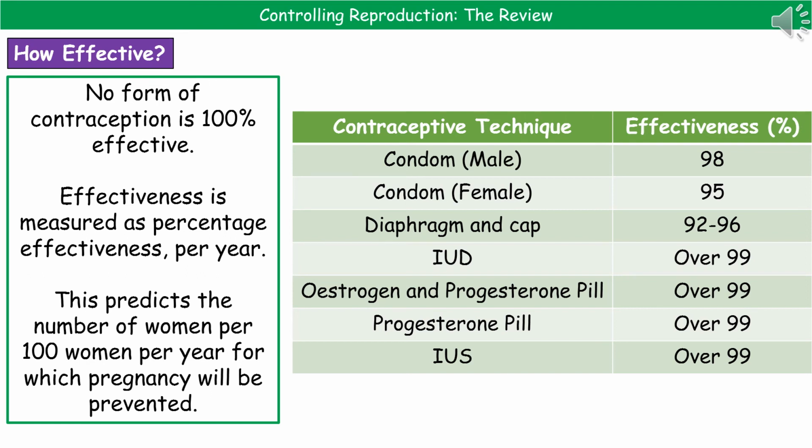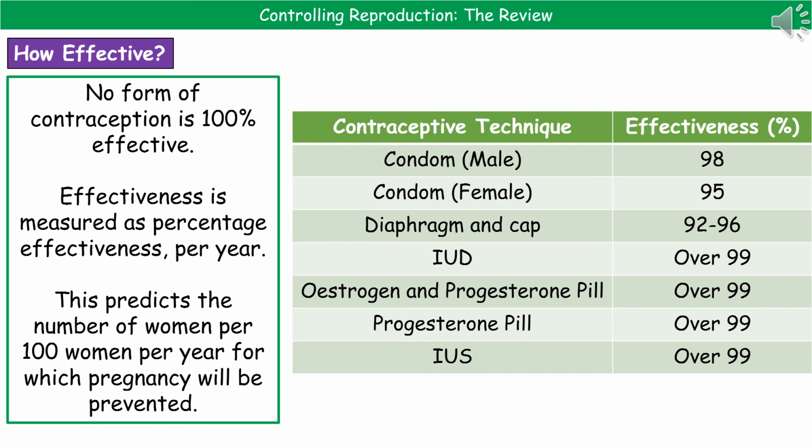So if we look at the little table on the right there, you can see the male condom has an effectiveness of 98%. That means that every 100 women each year that use a condom, then in 98% of them, so 98 women, then they will not have a pregnancy as a result. 2, however, will. The female condom, you can see that drops to 95%. The diaphragm and cap, that goes down between 92 to 96 depending on how it's used. The IUD, estrogen and progesterone pill, progesterone only pill, and the IUS, those are all over 99% effective.